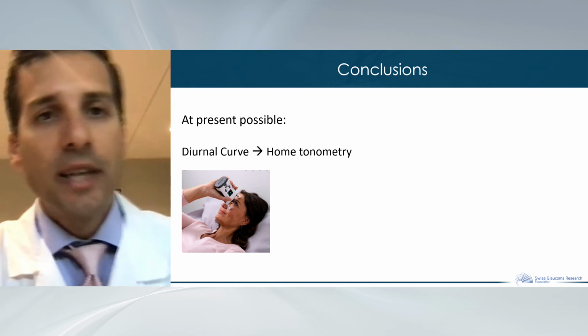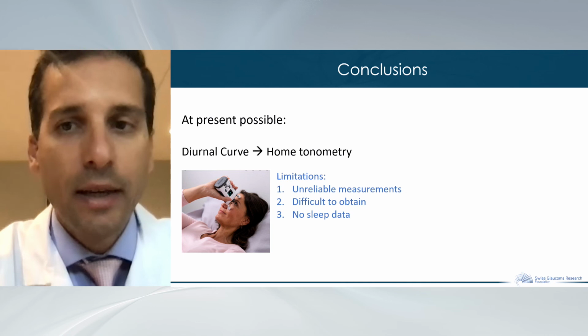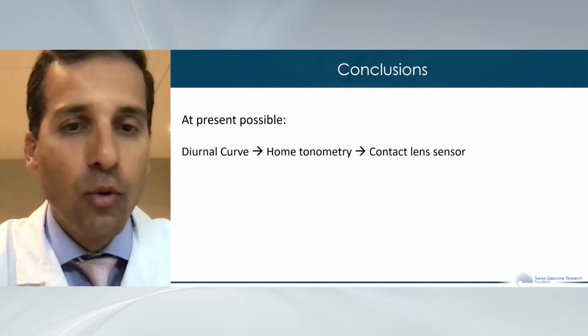So what else can you do? You can use the eye care home tonometer device to give it to the patient for a day or several days. That's sometimes what we do here in Lausanne, and the patient measures at home. It has advantages. It's relatively cheap, so you can rent it out to patients. However, some patients will not be able to obtain measurements because of arthritis or other problems. And the measurements are not always very reliable. And more importantly, you do not obtain sleep data.